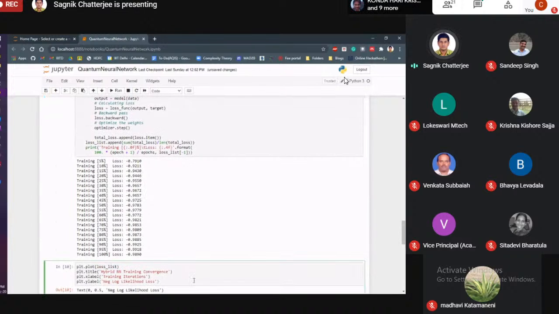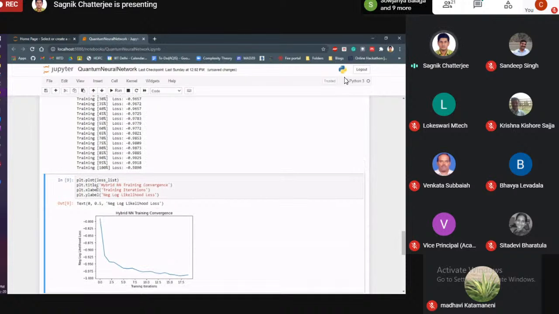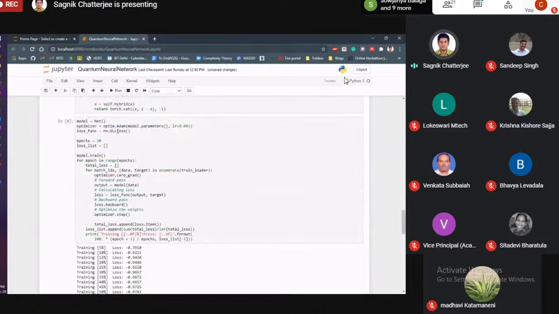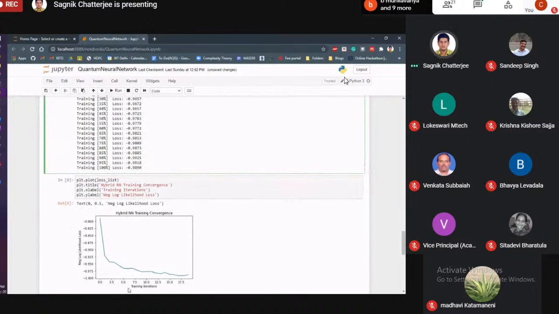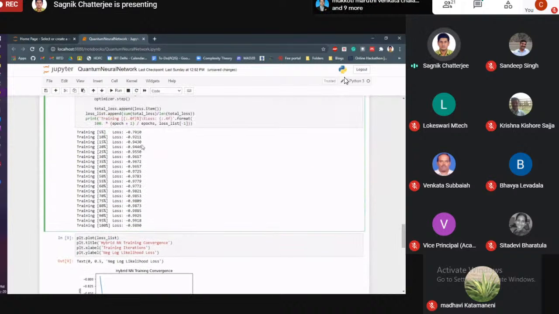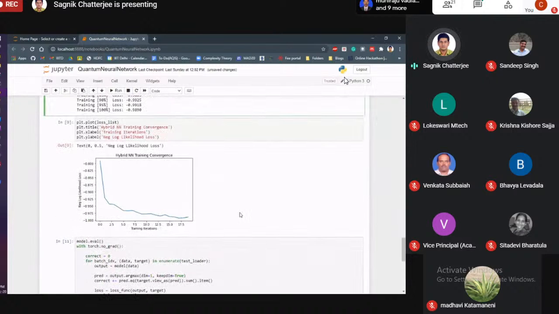So now we plot the loss. This is the training convergence. As we said earlier, we are using the negative log likelihood loss, which is this NLL loss, and we are comparing it to the training iterations. And as we can see in front of you, it went down almost monotonically. It did not go down exactly like that, but close enough.